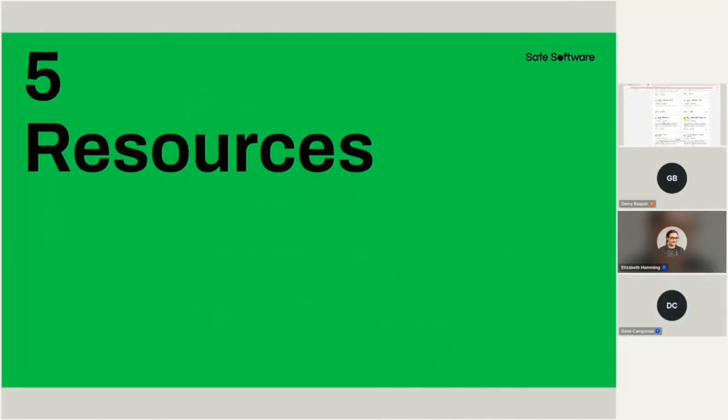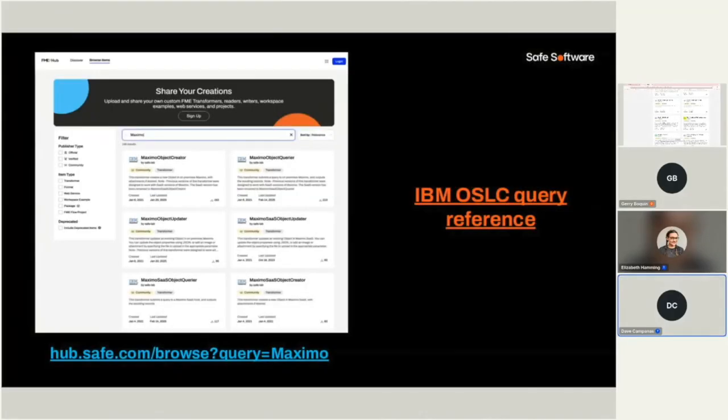Resources. Okay, so I showed you where you can get on FME Hub how to query for Maximo. Well, there also is the OSLC. I think this will be a clickable link, hopefully. If you're using the OSLC queries, we have a link here to the query reference on IBM's documentation. Okay, so it is clickable.